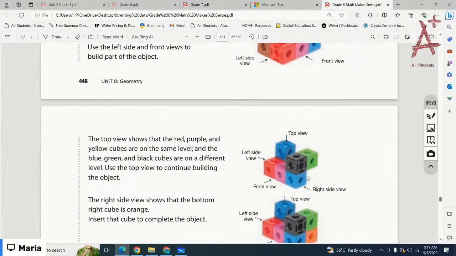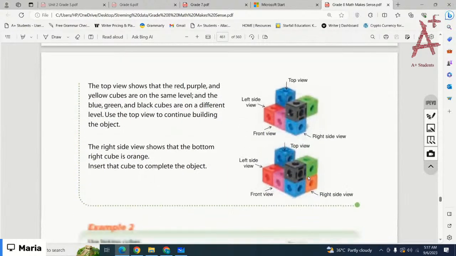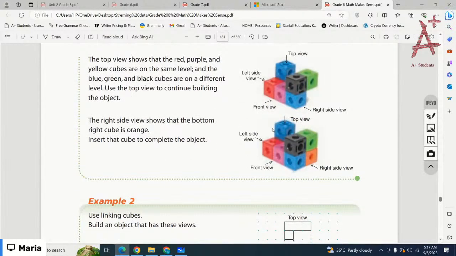Insert the cube to complete the, so the bottom right would be the orange. That is the cube. Actually, you can make it by using the views, right?